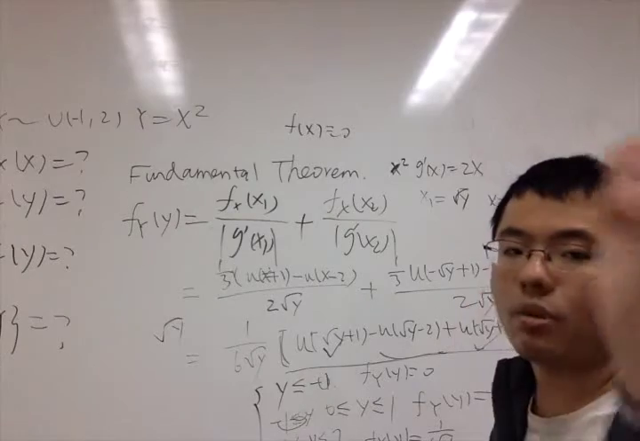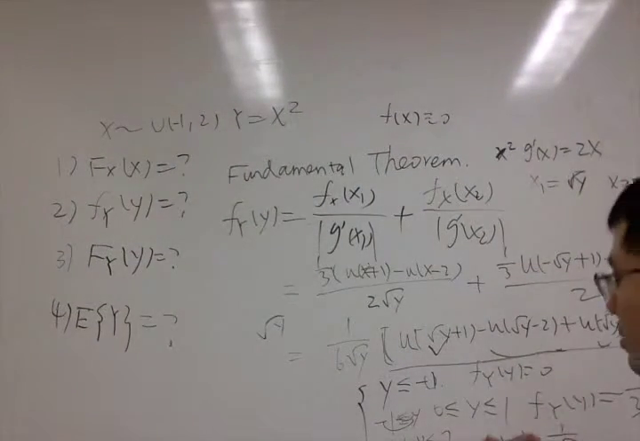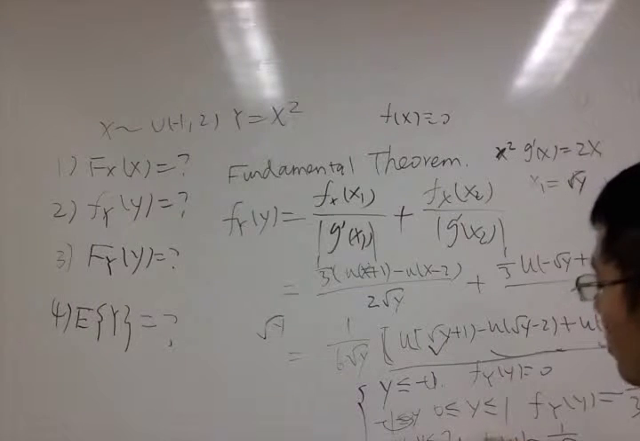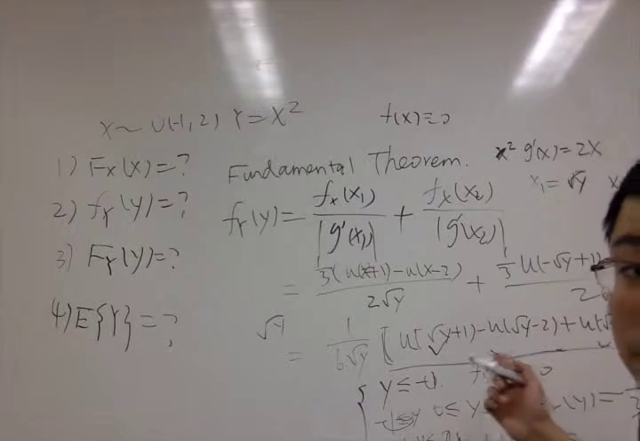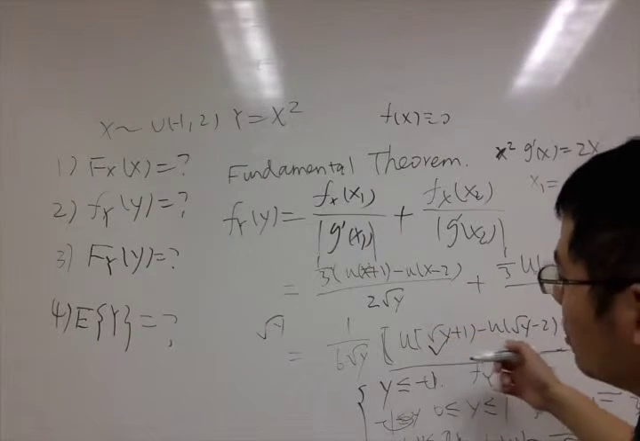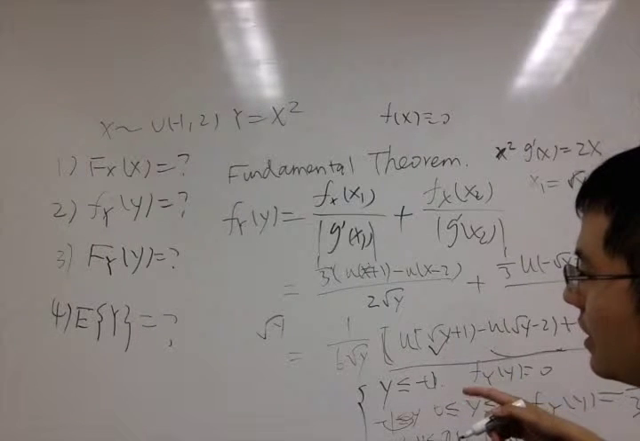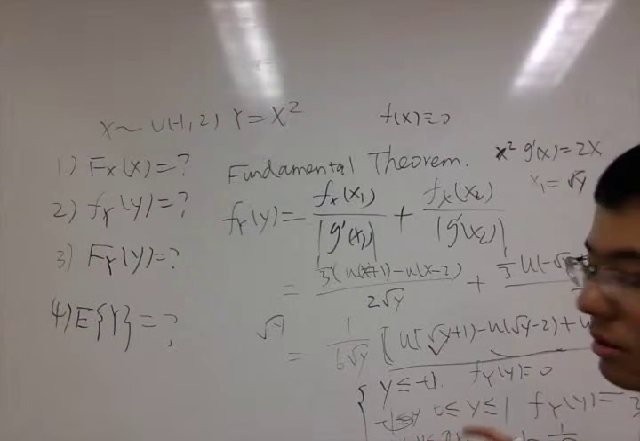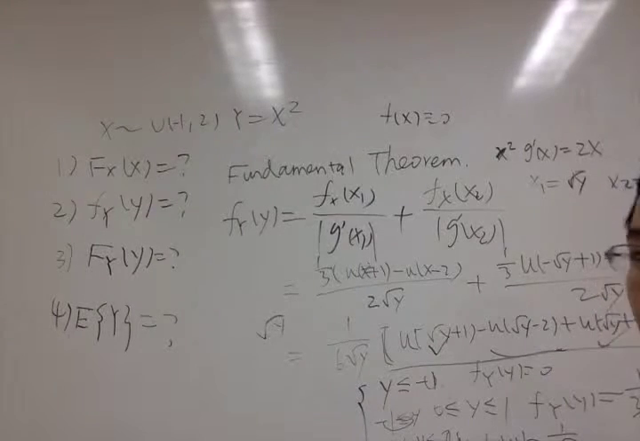But when y is larger than 4, the first 2 terms are all 1. So overall the density function is 0. We're going to ignore that.